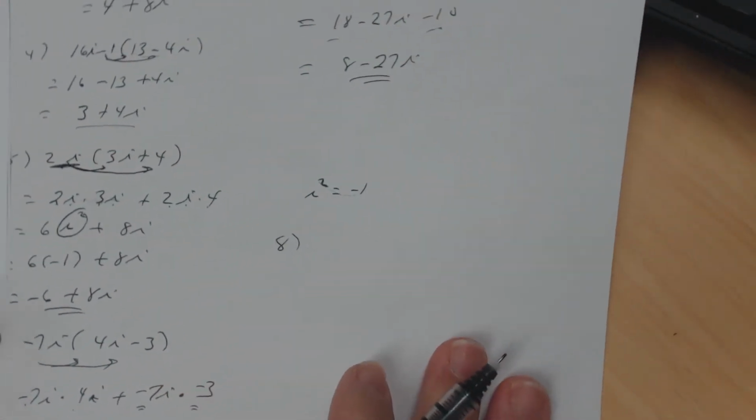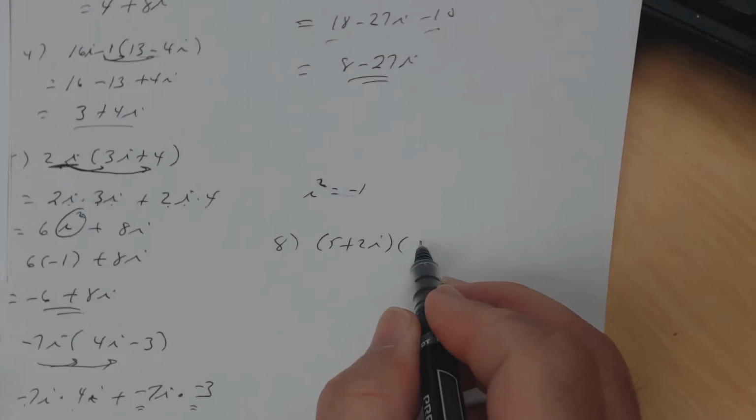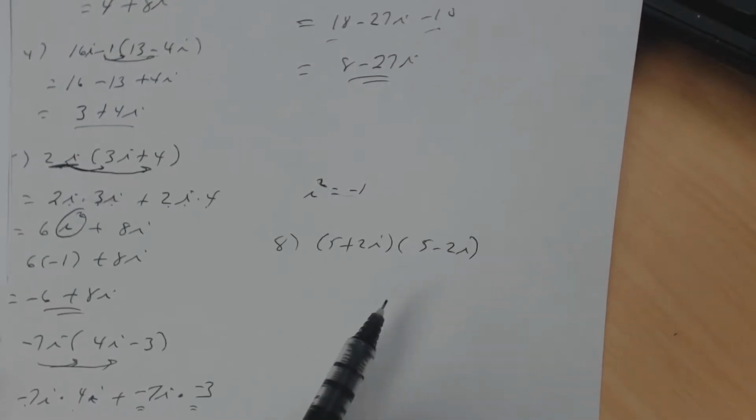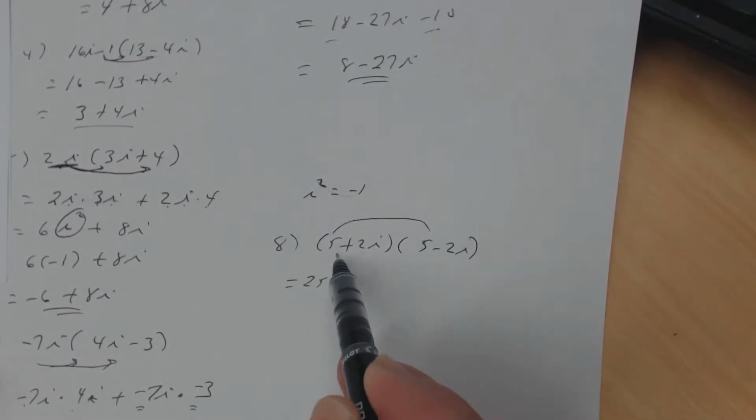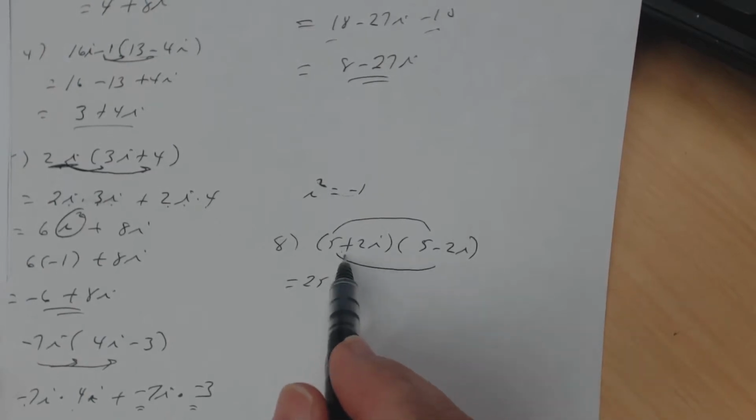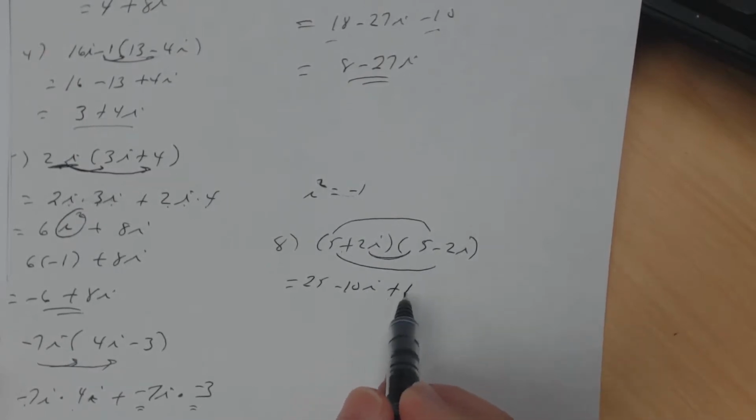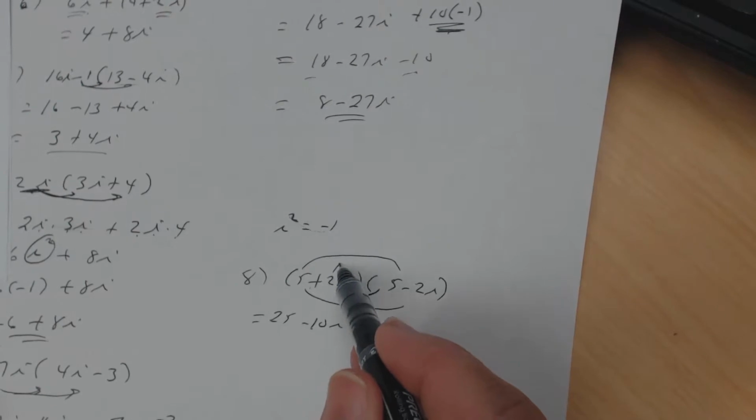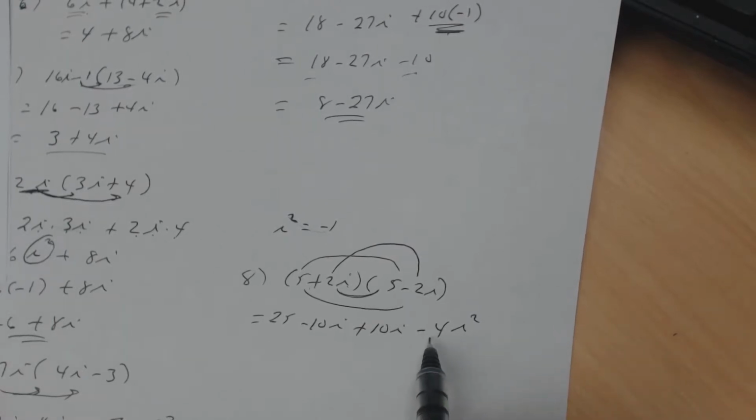Okay, number 8. I have 5 plus 2i times 5 minus 2i. So again, I'm multiplying two binomials. I'm going to use the FOIL method. 5 times 5 is 25. The outer is 5 times negative 2i, a negative 10i. The inner, a positive 2i times 5 is a positive 10i. And then the last. I have positive 2 times a negative 2 is a negative 4. I times I is I squared. So make sure you get a negative 4i squared. A positive times a negative is a negative. 2 times 2 is 4.